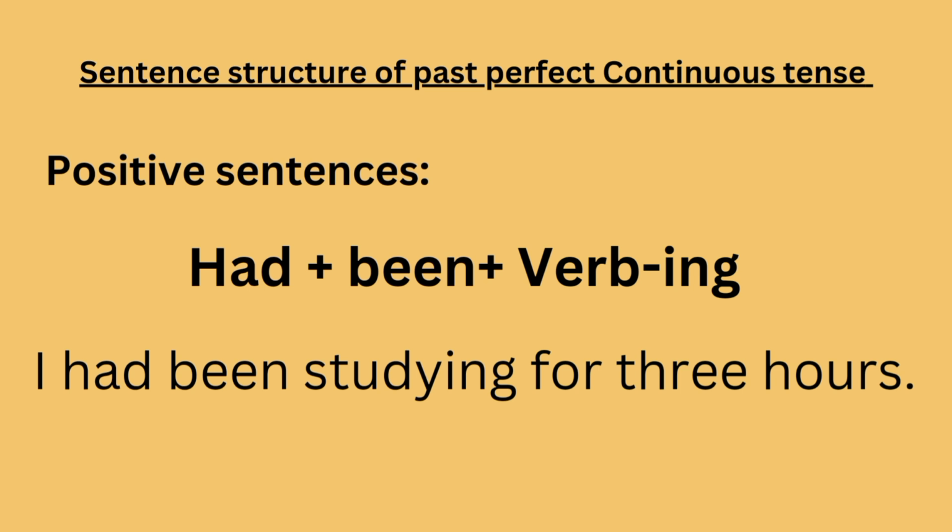Now let's discuss the sentence structure of past perfect continuous tense. To form positive sentences, we use the auxiliary verb had, and had is followed by the past participle been. Then we add verb with ing form. For example, I had been studying for 3 hours. This structure is used to describe an action that started before a specific point in the past.